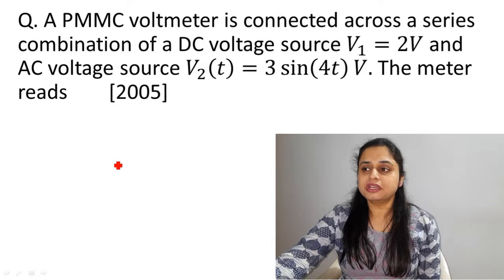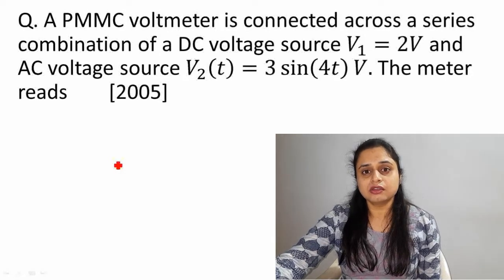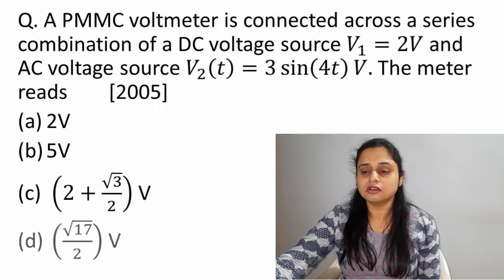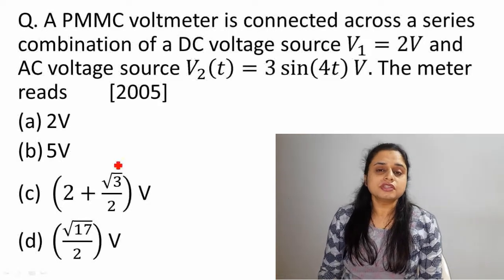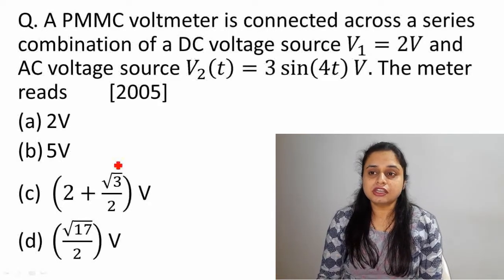Hello everyone. Let us see the numerical which is given as: a PMMC voltmeter is connected across a series combination of a DC voltage source V1 is 2 volts and an AC voltage source V2 is 3 sin 40 volts. The meter reads. It was asked in GATE 2005 and here are the options. Before solving this numerical, let us see what is given in that numerical.